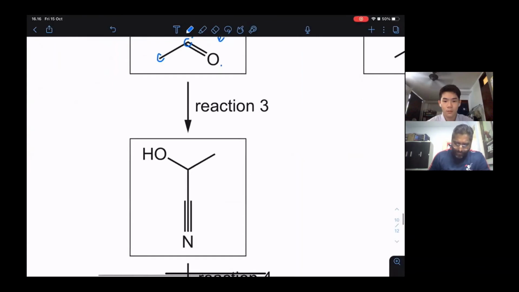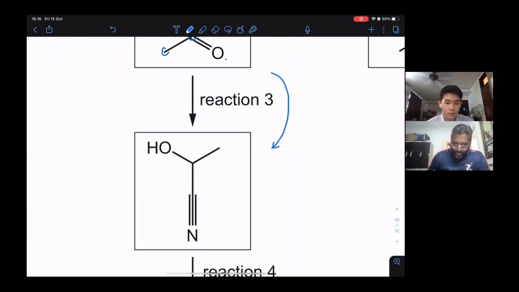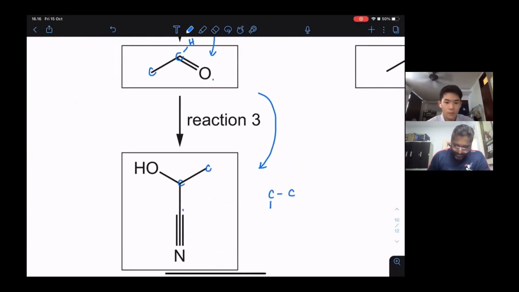So you have carbon with carbon. This one is connected to this carbon, and then a triple bond N, and then OH. If you look over there, it means there is another hydrogen over there.